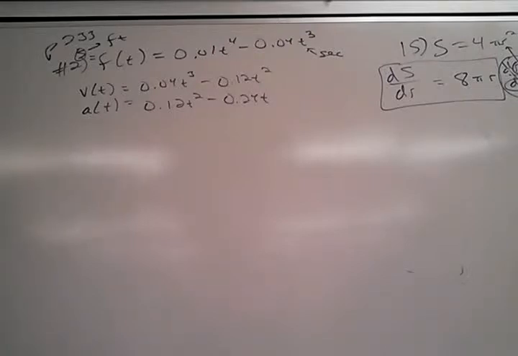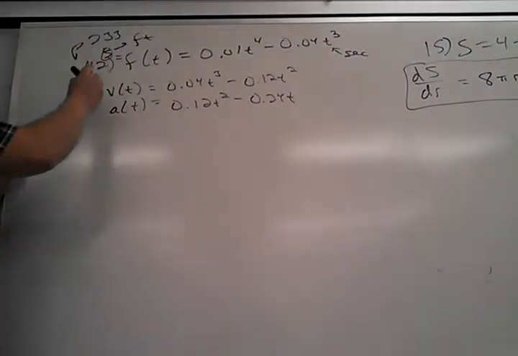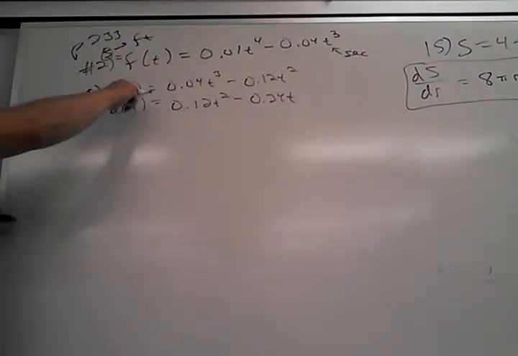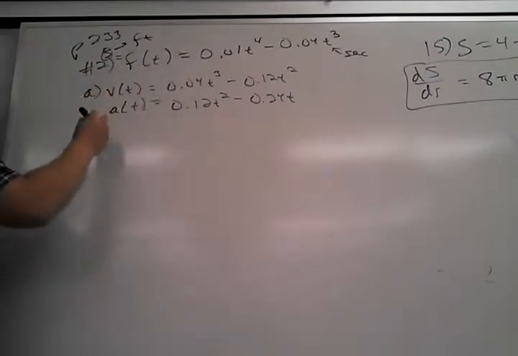So then I'm going to ask you questions like this. Find the velocity at time t. Okay, I did that. That's part A. The velocity at time t is this. Don't let that question freak you out. Just take the derivative and you've got the velocity at any time.